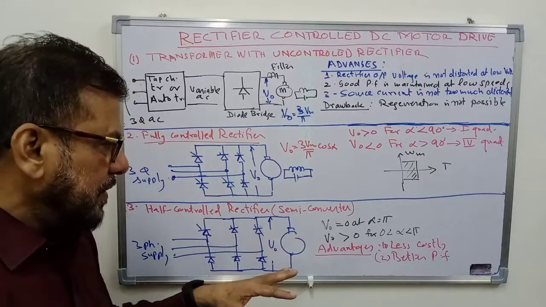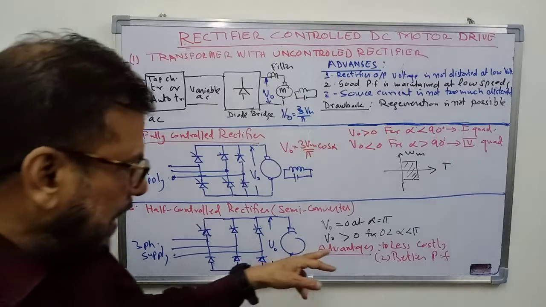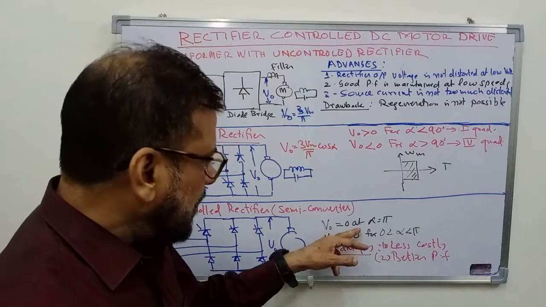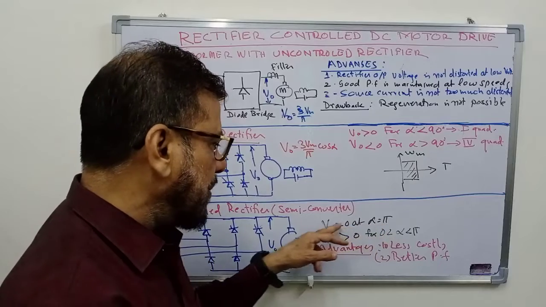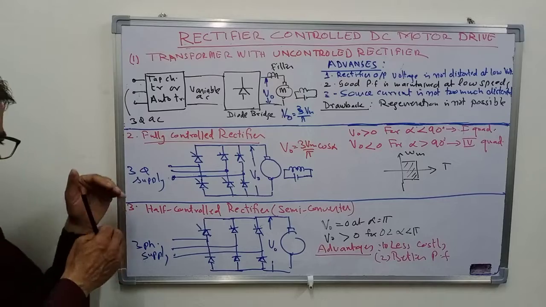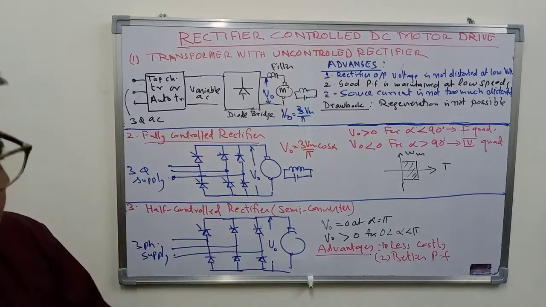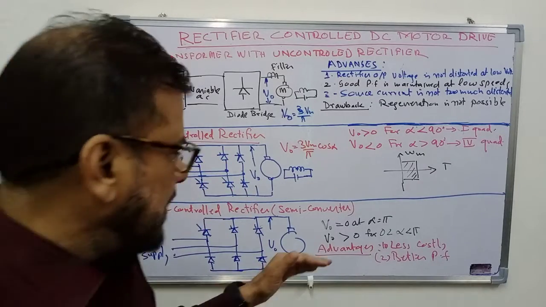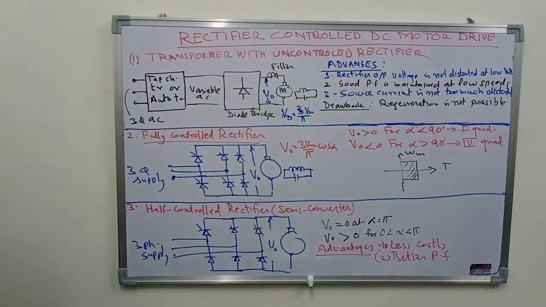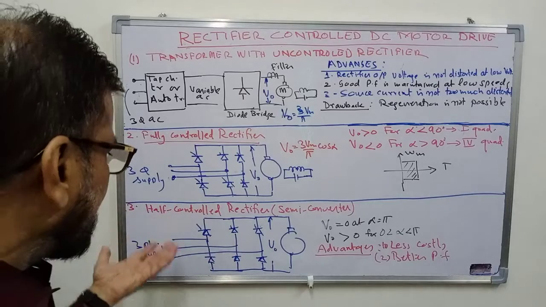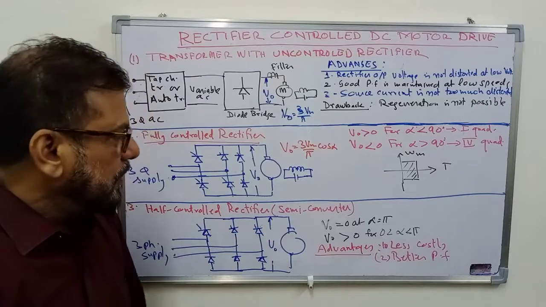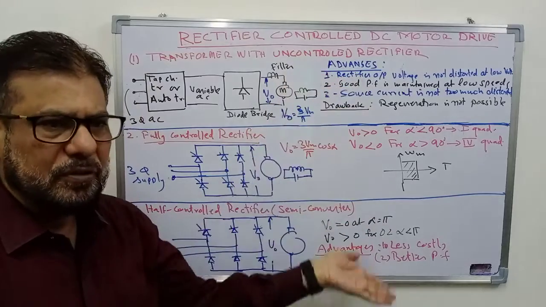For alpha between 0 and pi, output voltage will be greater than 0, but for alpha equal to pi, output voltage will be 0. So output voltage can be varied from some maximum value to 0 as we change the firing angle from 0 to pi radians. So this is what is known as half control rectifier or semi converter. So these are three possibilities.